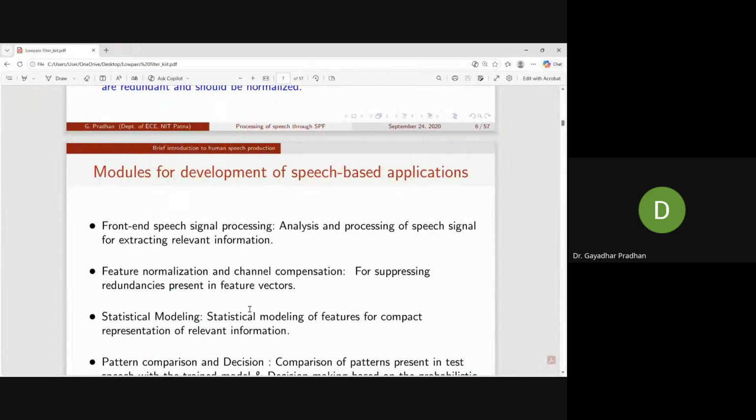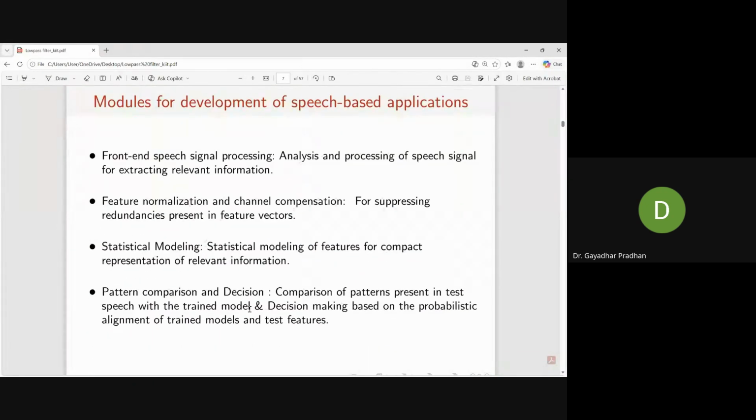So if I develop any application, there are different modules in that. One is how will you represent the speech. That means front-end speech parameterization, what we used to call feature extraction. Then how will we normalize those features to suppress the redundant information? Just like when I'm developing a speaker recognition system, I have to normalize speech information, language information, all those things. Then we'll go to the statistical modeling.